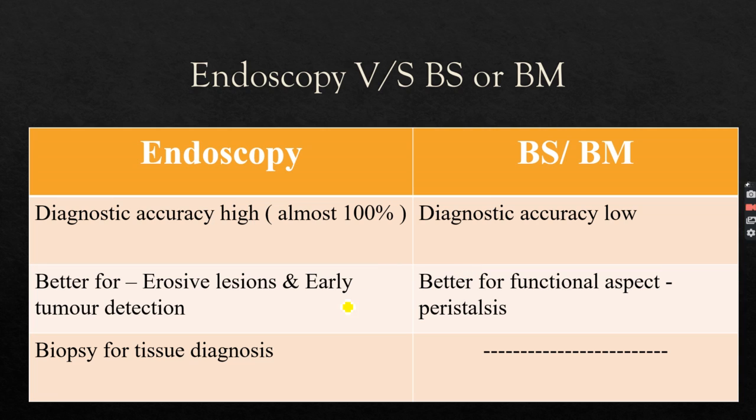Okay, so diagnostic accuracy is high in endoscopy, almost 100%, and diagnostic accuracy is low in barium swallow and barium meal. The second difference is that endoscopy is better for erosive lesions and early tumor detection. The endoscopy procedure is better, and barium swallow and barium meal are better for functional aspect demonstration, that is peristalsis or motility disorders. In these cases, these barium studies are more useful. Whenever we want tissue diagnosis and we need a biopsy for that, obviously endoscopy is the option that is available for us, right?